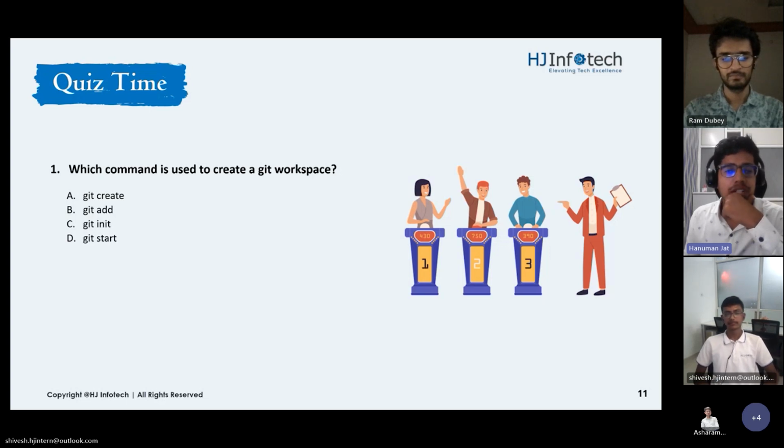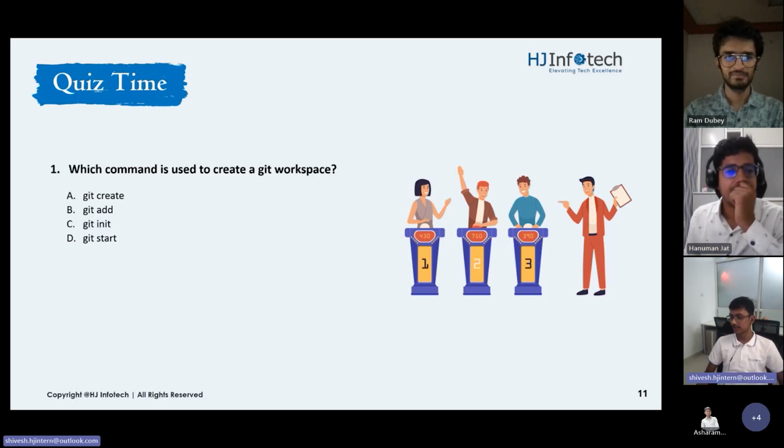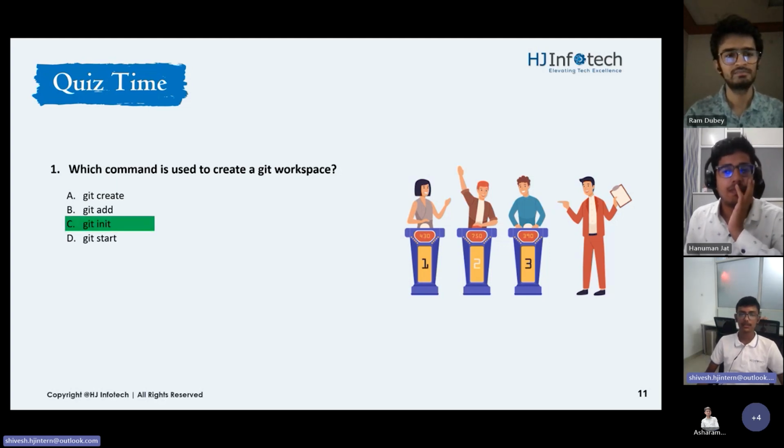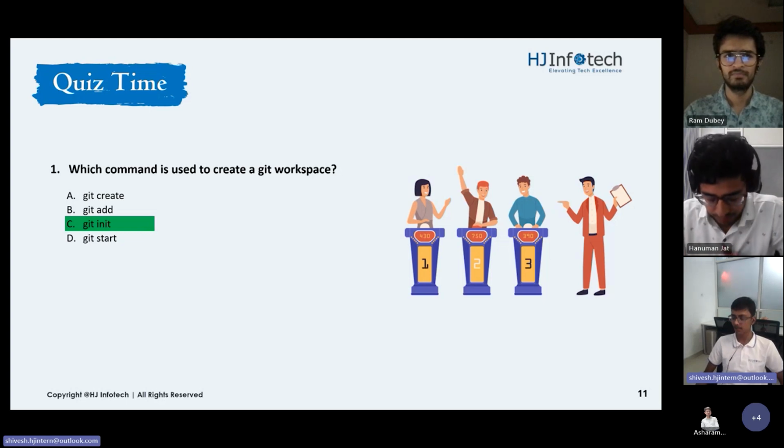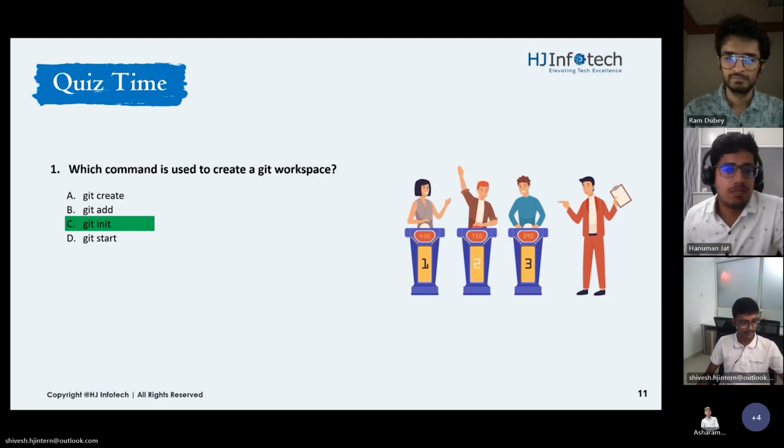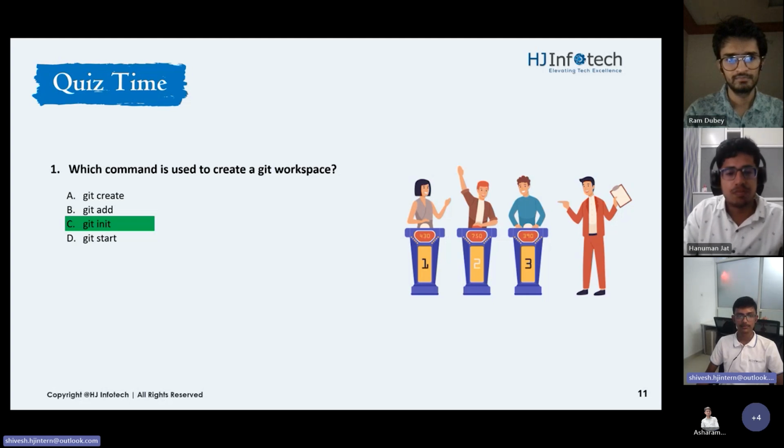All right, let's move on. Let's reveal the answer. The answer is git init. The git init command is used to initialize an empty git repository on your local system. We tell git to track changes of our files with the help of the git init command, right? So let's move on to the second question.